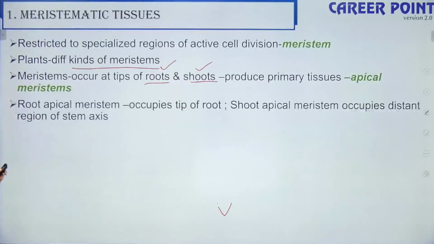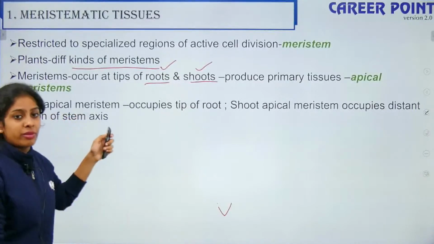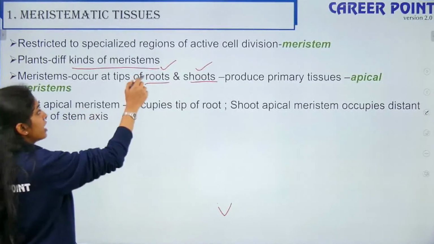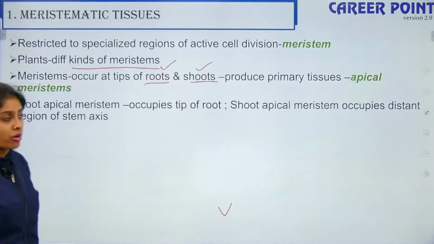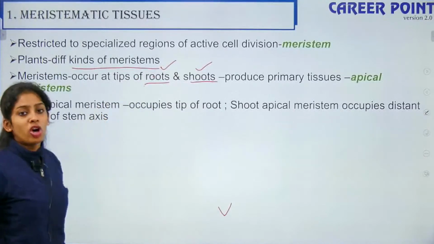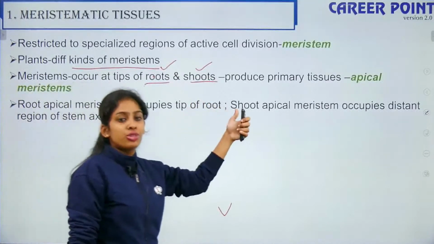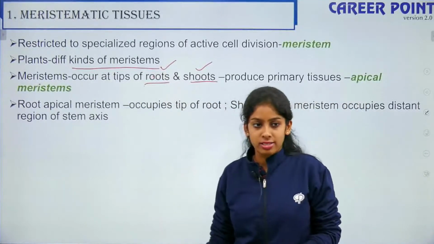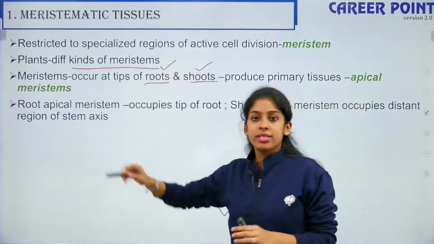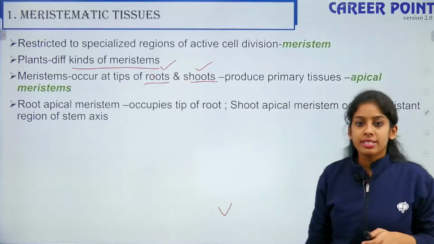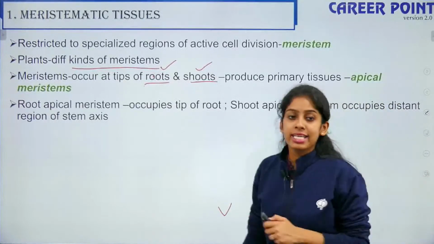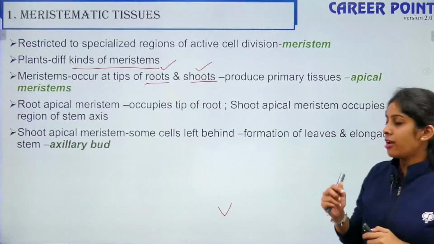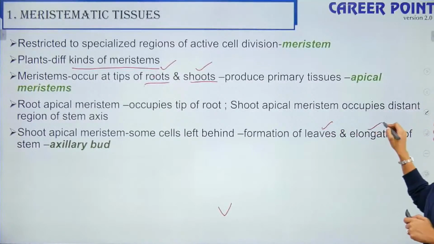Alright, the second one, the root. So under apical meristem you have certain types: root apical meristem and shoot apical meristem, because it is found at the growing tips of your roots and shoots. Alright, so the root apical meristem occupies the tip of the root and the shoot apical meristem occupies distant regions of the stem axis. So obviously the root apical meristem is in the root and the shoot apical meristem is in the shoot region, basically in the stem axis. Alright, the shoot apical meristem actually helps in the development of leaves and elongation of the stem.